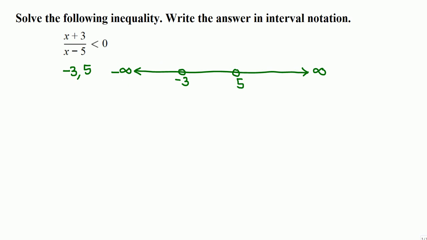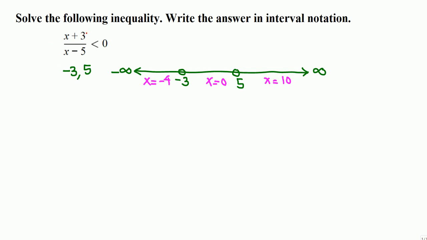Okay, now we pick a representative from each interval. We have to test 3 intervals: negative infinity through negative 3, negative 3 through 5, and 5 through infinity. Pick a representative from each interval. Let's take x equals negative 4 for the first interval, 0 for the second, and any number in the third, let's take 10. And we plug these numbers into the left hand side, this function.